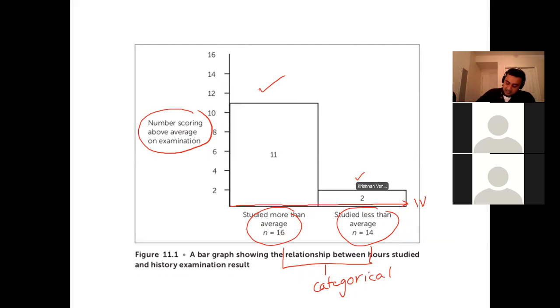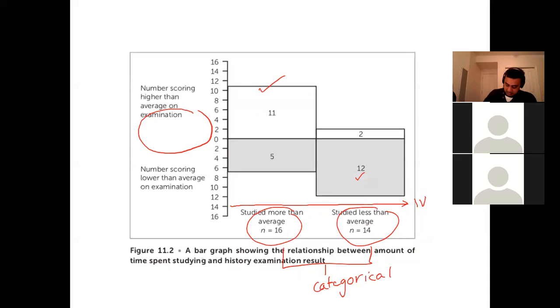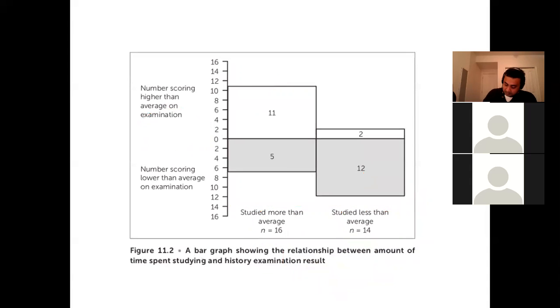Okay. This is an incomplete picture, but we're simply asking the question, how many scored above average? And how much did they study? So when you divide the study into above and below, you made that categorical, and you're just counting numbers as to who scored above. Now, because that's an incomplete picture, the graph can also be modified. These kinds of graphs are called bar graphs.